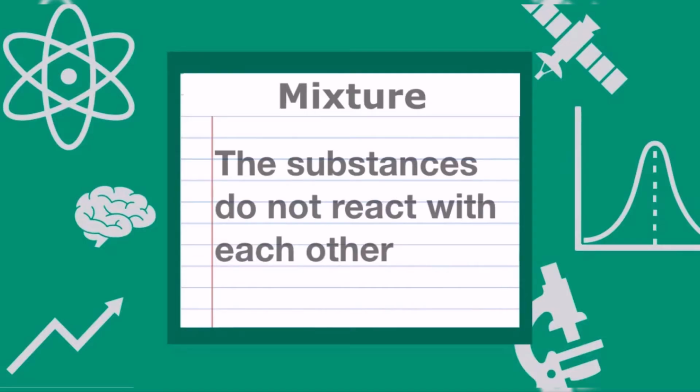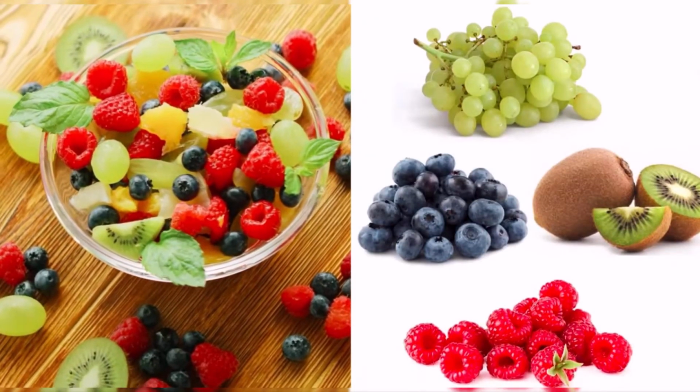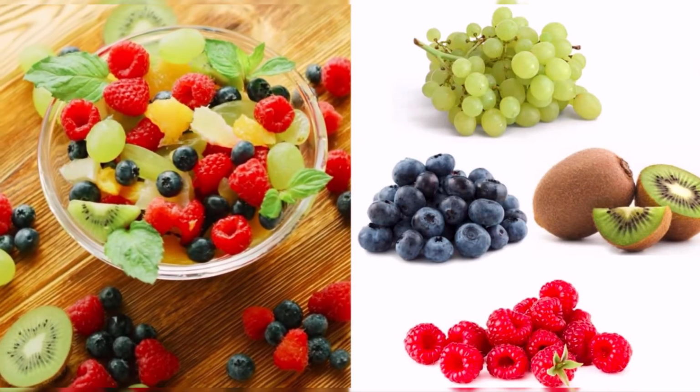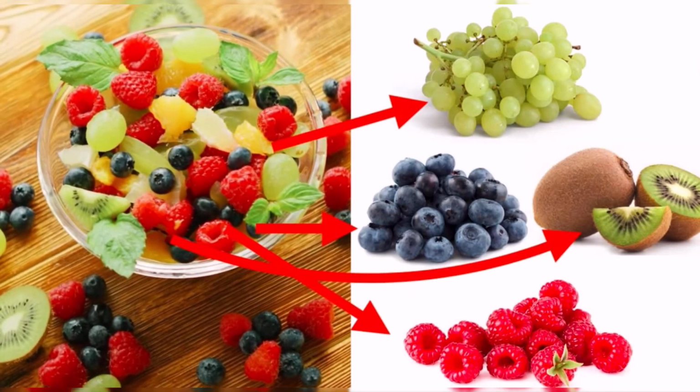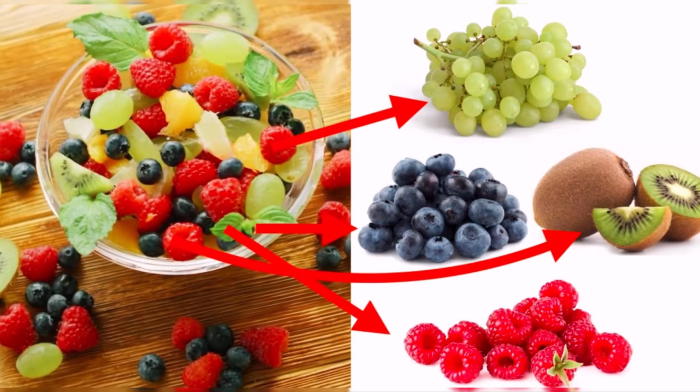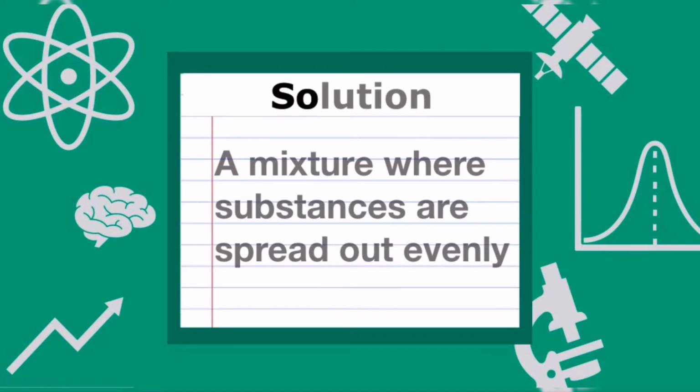Now, a key feature of a mixture is that the substances do not react with each other. For example, in your fruit salad, nothing has changed about the fruit just because you've mixed it together. If you wanted to, you could separate out each individual fruit and see that nothing about it has changed. Now, there's one more type of mixture. It's called a solution. A solution is a mixture where substances are spread out evenly.